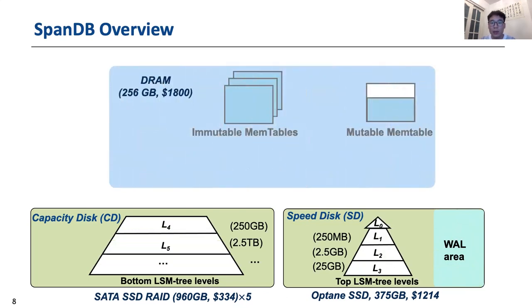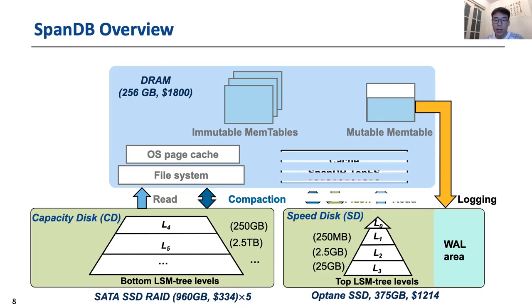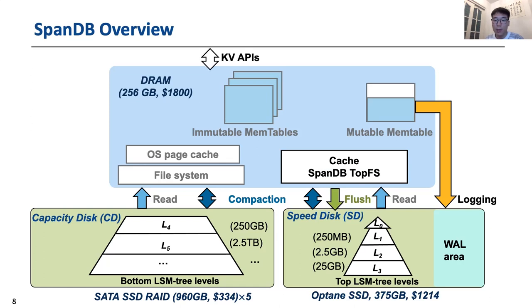On DRAM, we keep the RocksDB memory table design with one mutable and multiple immutable memory tables. The CD receives KV read plus compaction traffic and goes through the OS page cache and file system. The SD, accessed by SPDK, handles WAL writes and manages log data on a raw device. In addition, it handles application reads, memory table flush, plus compaction, with SpanDB's own stripped-down file system called TopFS, which provides caching and basic APIs needed by RocksDB. Finally, SpanDB preserves RocksDB APIs, including transaction support. It expands the API with async interfaces, as to be discussed next.